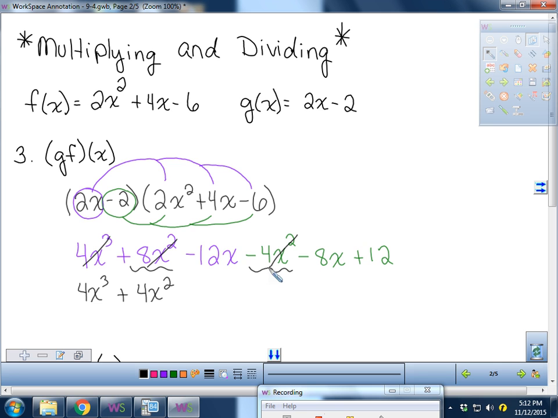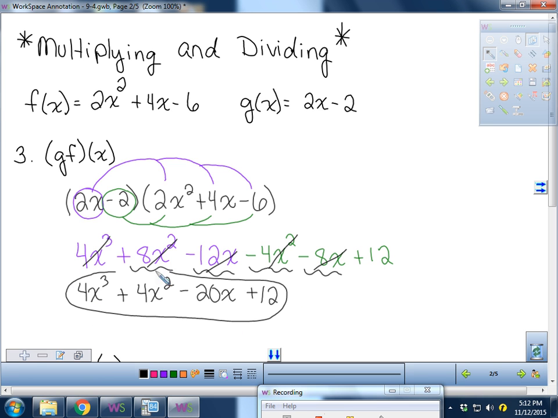All right, next would be the x's. So negative 12x minus 8x is negative 20x. And then the Lone Ranger back here is just 12, so I'll add the 12. And I'm in standard form, and I'm done. So nothing new here. The only thing new is the notation.